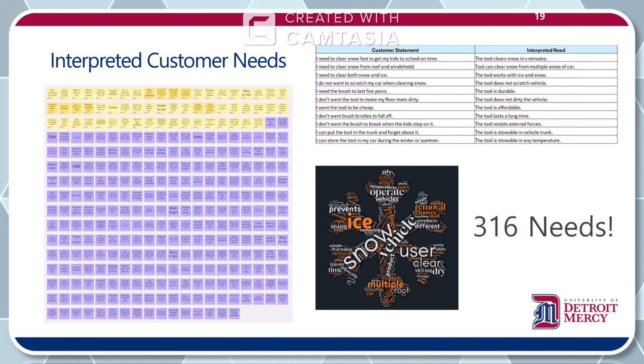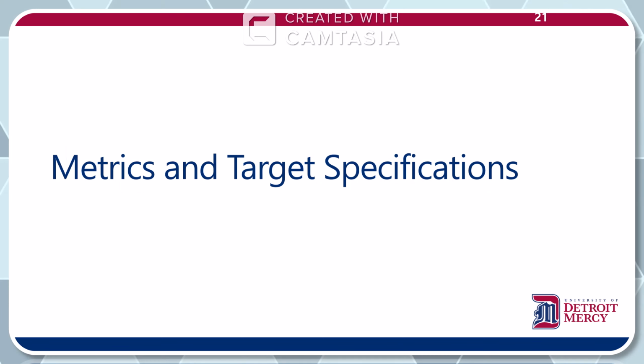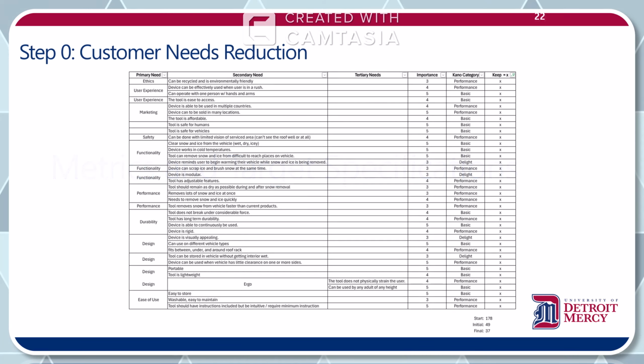After the interviews, customer statements were interpreted into raw needs. The team began with 316, but after creating a customer needs hierarchy, this was distilled down to 9 primary needs and around 170 secondary needs. The next step in concept development was to set metrics and target specifications.